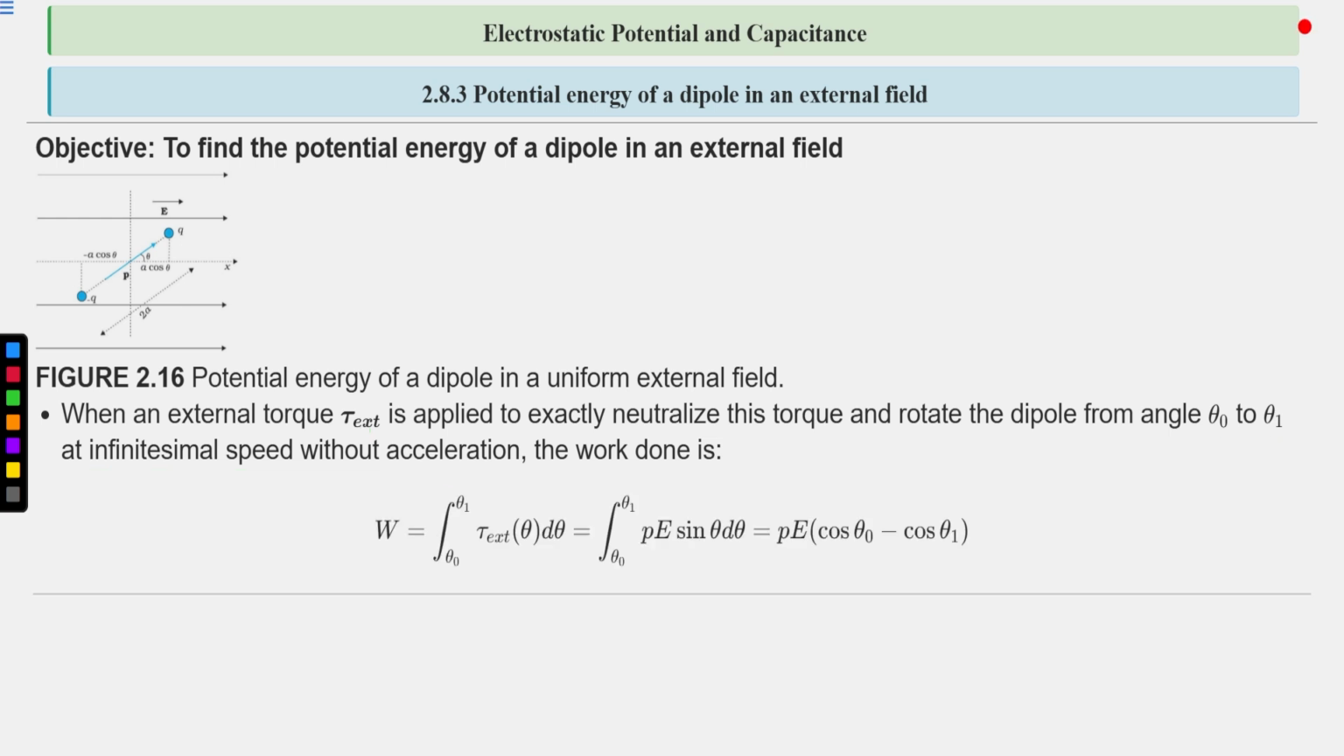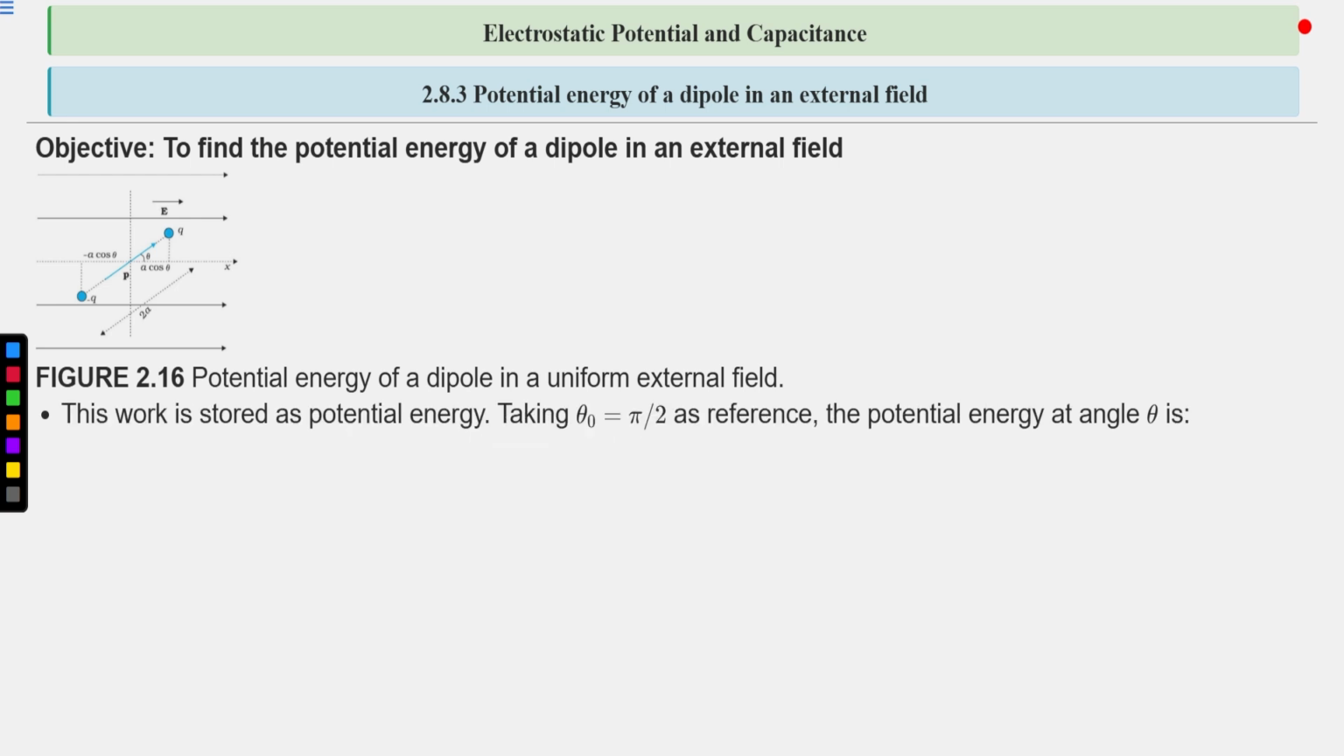Now this is the expression. Work done is equal to external torque into d theta from theta naught to theta 1. What was the external torque? Pe sin theta d theta, from theta naught to theta 1. The external torque is exactly equal to the torque produced by the field, that is Pe sin theta. So Pe, after putting the limits, is cos theta naught minus cos theta 1. Now this work is stored as potential energy, taking theta naught as pi by 2 as reference.